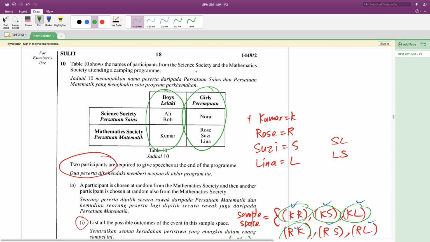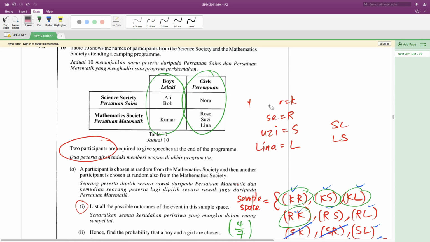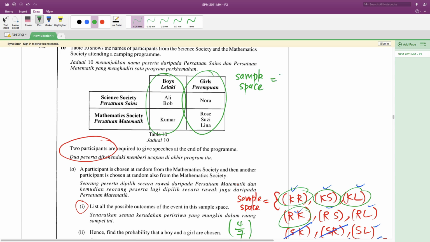Okay, so that means from the boy group they choose one, and then from the girl group they choose another one. So in order to list the possible outcomes, this one is a lot. For the sample space, I'm going to use the first alphabet of their names. Let's say I use A, Ali, then I can pair with any of the four girls, isn't it? So it can be, ignoring the commas, AN, AR, AS, and AL.